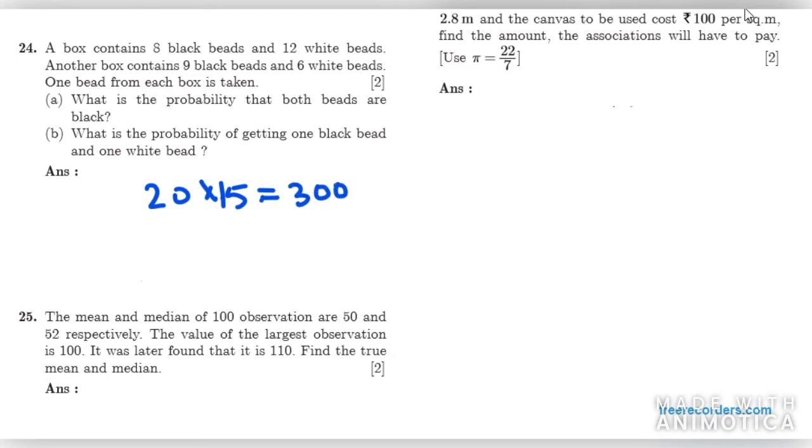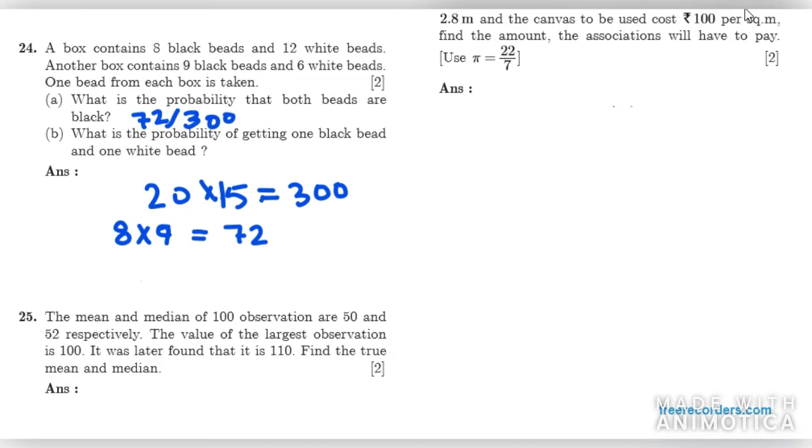Now if both are black, that means 8 into 9. 8 into 9 is 72. Now we need to tell them what is the probability that both beads are black. So it will be 72 and total possibility is 300. So 72 over 300.